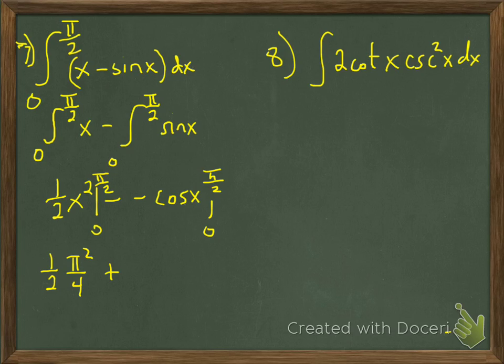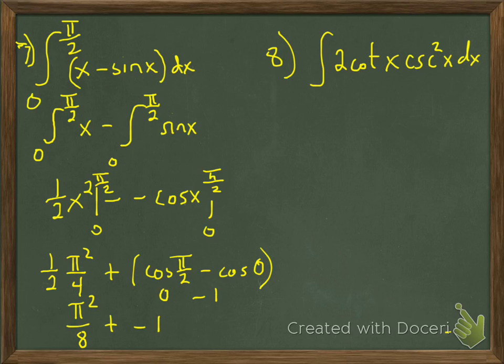plus cosine of pi over 2 minus cosine of 0. Always do the trig value even if it's 0, because we're not talking about a polynomial. So we have pi squared over 8 plus, this is 0 minus 1. So pi squared over 8 minus 1 is your final answer.